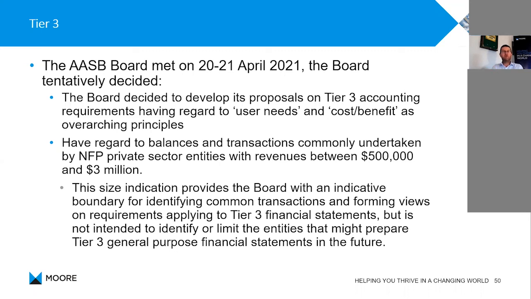So the people that are front of mind when we're setting tier 3 are that new medium type group of charities between 500,000 and 3 million. Ultimately, it'll be up to the regulators to decide who's in and who's out of what tier, but that's the indicative size that we're thinking about for that level.